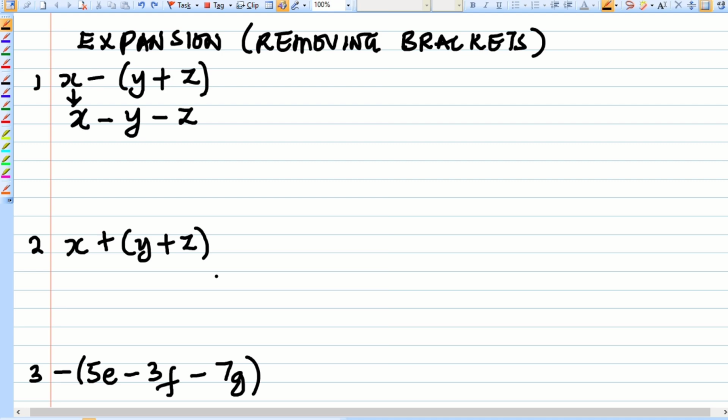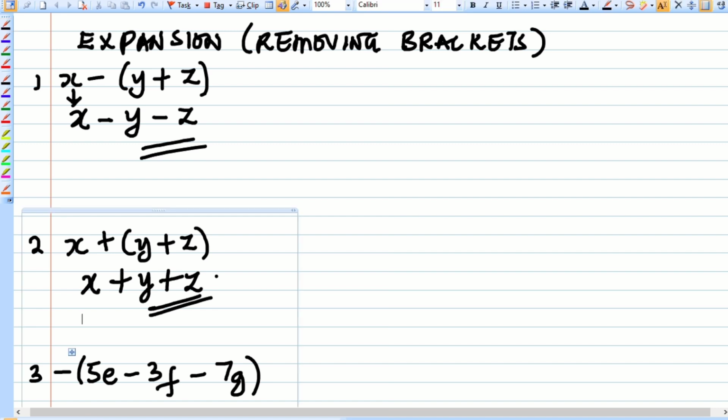So you see that we have x, y, and z. They're not like terms, so we can't do anything about it. That becomes the final answer. The next one is x plus y plus bracket y plus z. So we just have x plus y. Because of this positive sign, the signs in the bracket are not going to change, so that's what we have as our answer, x plus y plus z. Okay, let's go forward. So we'll go to the next one.